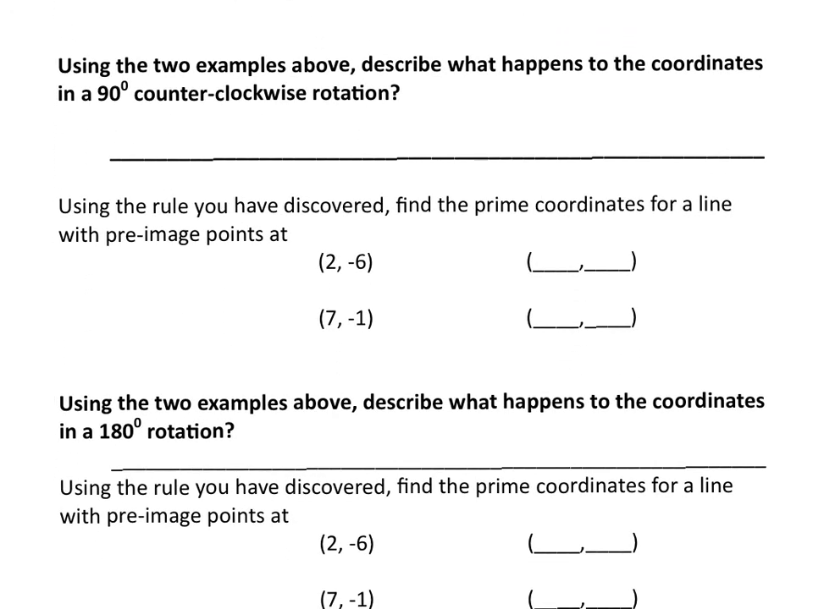Now what happens when there's a 90-degree counterclockwise rotation? So in this case we're talking examples 3 and 4. You should note that the coordinates will flip, and that the x-coordinate changes signs. So either way, for 90 degrees, the coordinates will flip.